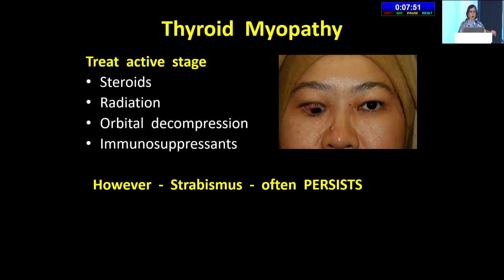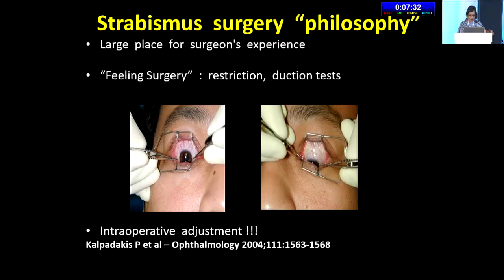So we all know that in thyroid myopathy, we have the active phase and the quiescent phase. The active phase is treated with various modalities: steroids, radiation, orbital decompression, immunosuppression. At the end of the whole thing, when the patient goes into the quiescent phase, the strabismus often persists. And yes, most cases will need surgery.